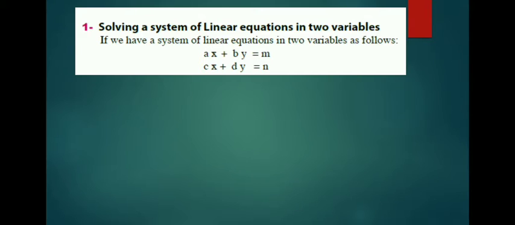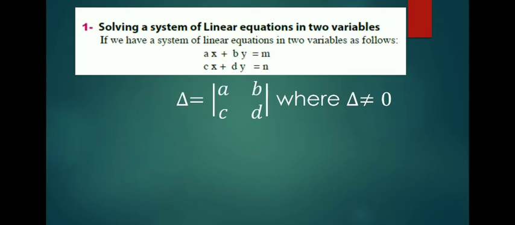If we have a system of linear equations in two variables as follows: ax plus by equals m and cx plus dy equals n. To solve this using determinants, we must find the value of three determinants. The first determinant is called the determinant of coefficients, which is denoted by delta.